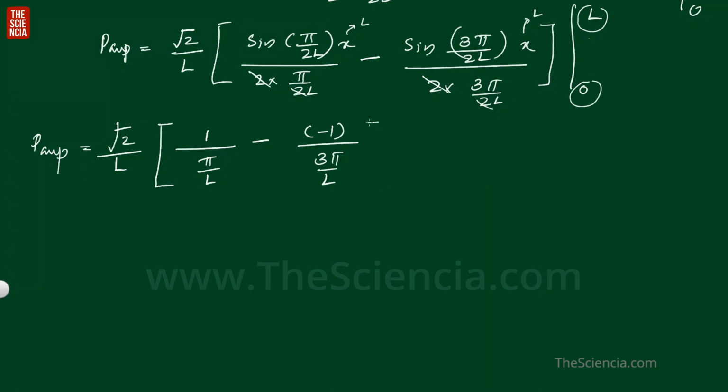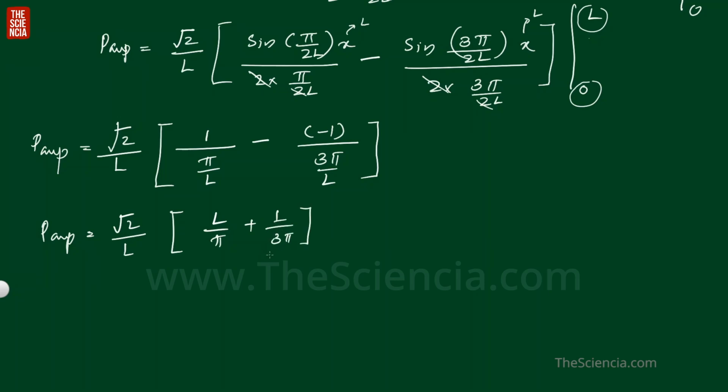Okay, so the substitution is over. And what will we get? Now we just have to rearrange this equation. That is, the probability amplitude is equal to root 2 by L into (L by pi plus L by 3 pi).